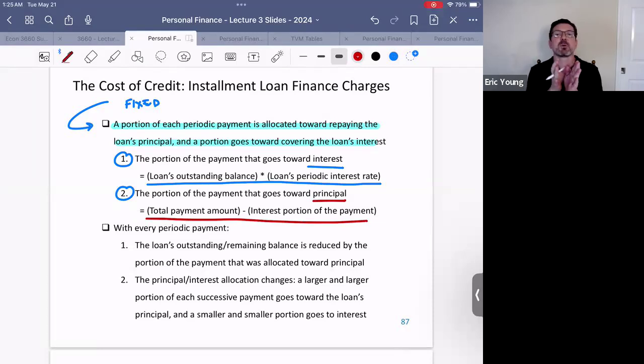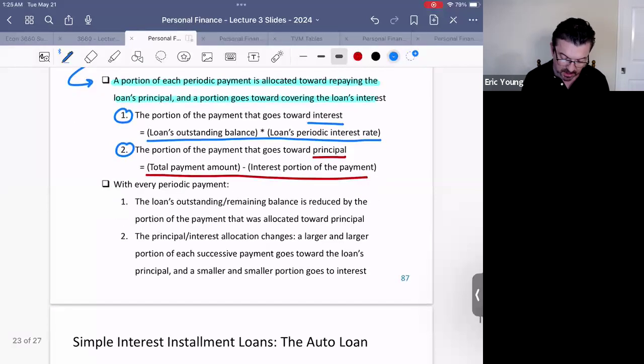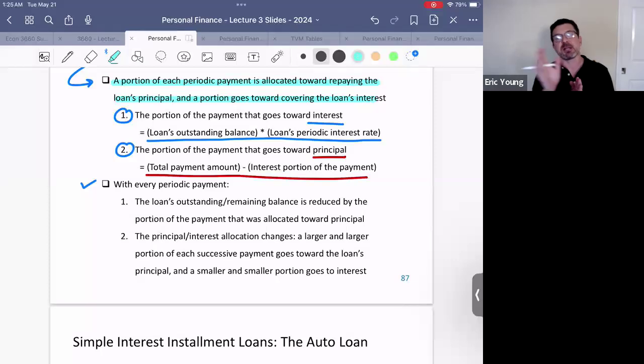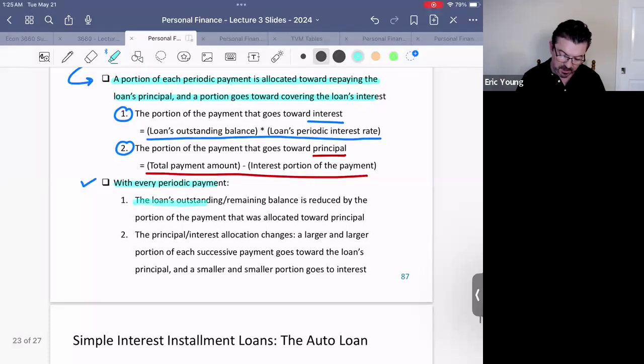Every payment's fixed with a piece going to interest and a piece going to principal. And now here's the other really tricky part about this. With every payment that you make, it's going to be allocated to interest and principal, but the amounts will pivot. And basically, over time, with every payment that you make, more and more of each payment is allocated to principal, and less goes to interest.